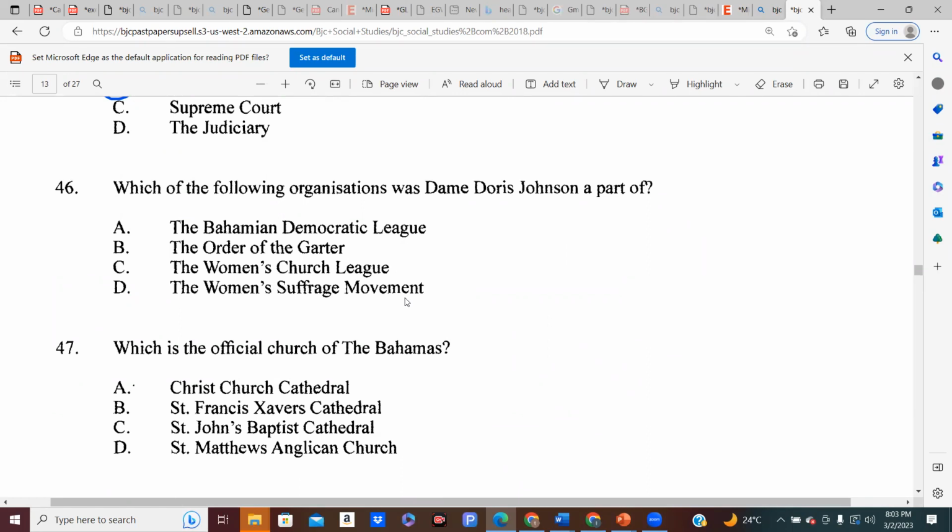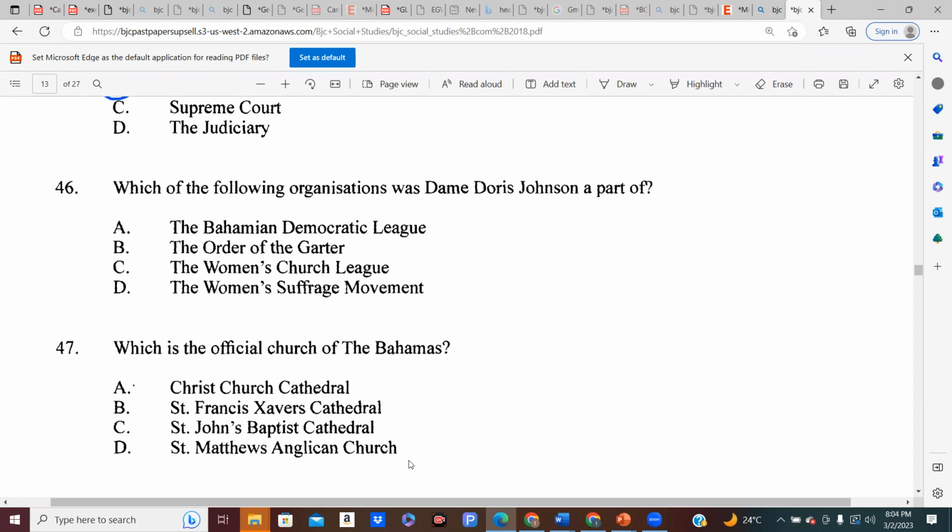We begin with question number 46. Rashad, can you read that question, please? Which of the following organizations was Dame Doris Johnson a part of? A. The Bahamas Democratic League, B. The Order of the Garter, C. The Women's Church League, D. The Women's Suffrage Movement. Very good. So put your answers inside the chat, please.